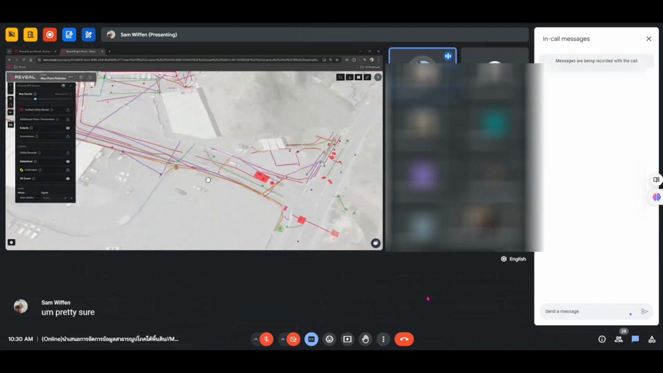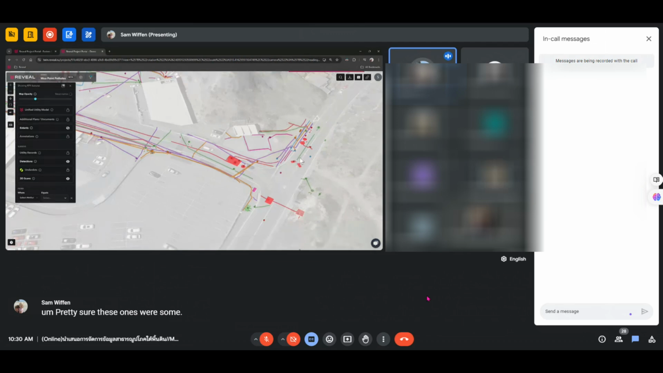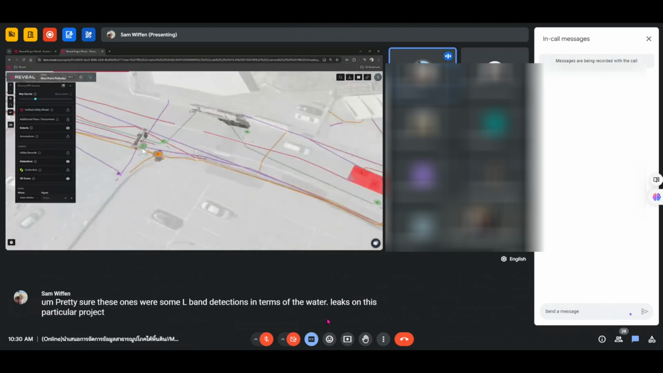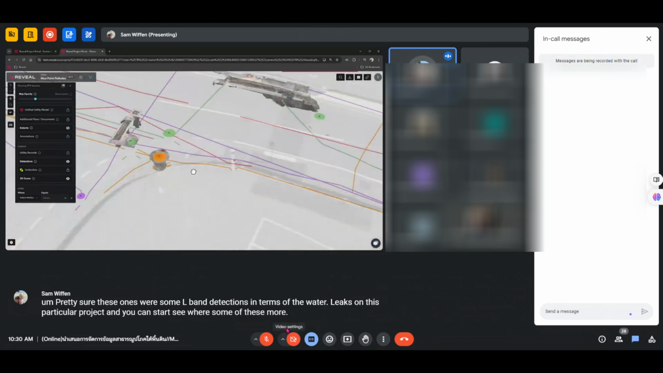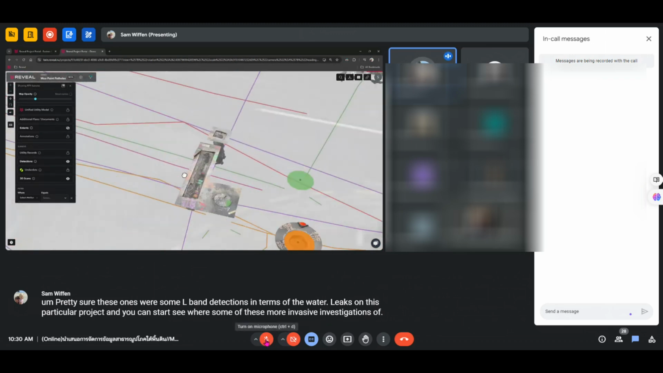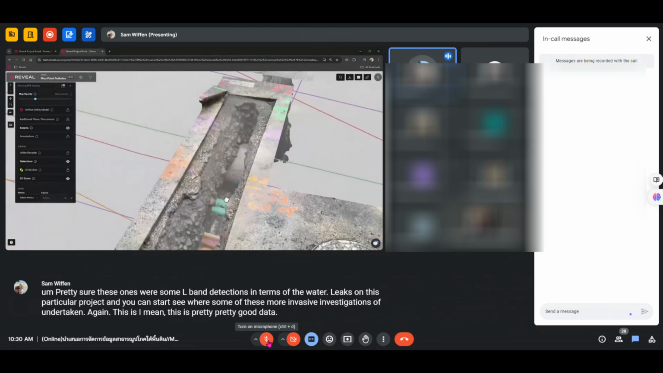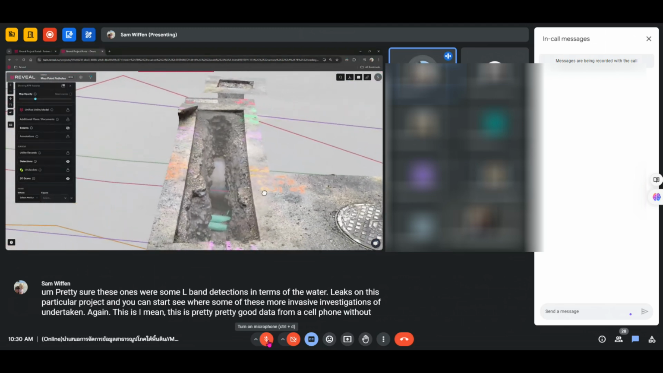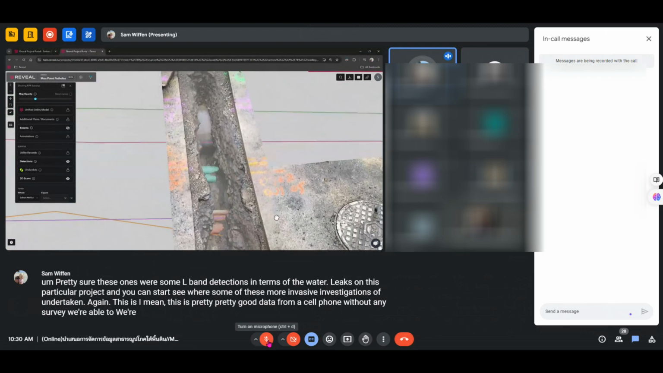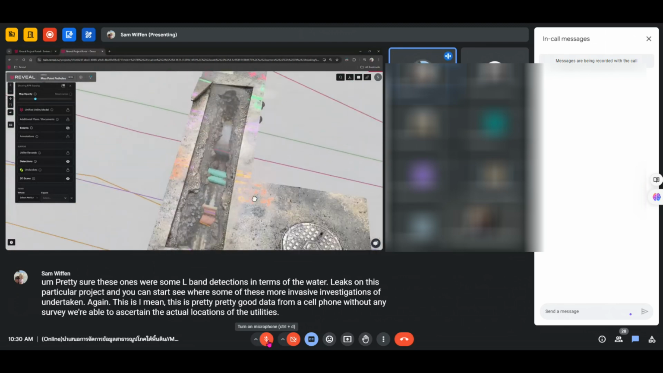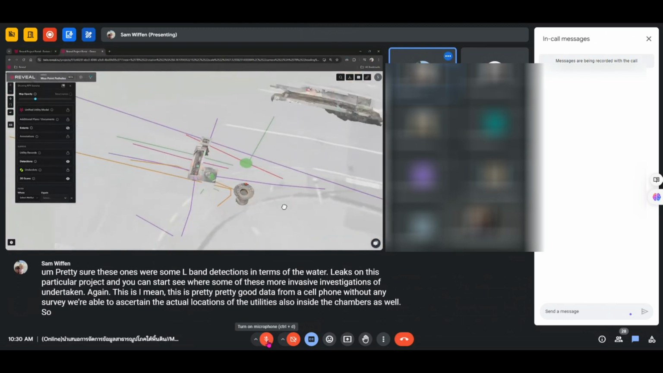Pretty sure these ones were some L-band detections in terms of the water leaks on this particular project, and you can start to see where some of these more invasive investigations have been undertaken. And again, this is pretty good data from a cell phone. Without any survey, we're able to ascertain the actual locations of the utilities, also inside the chambers as well. Okay.